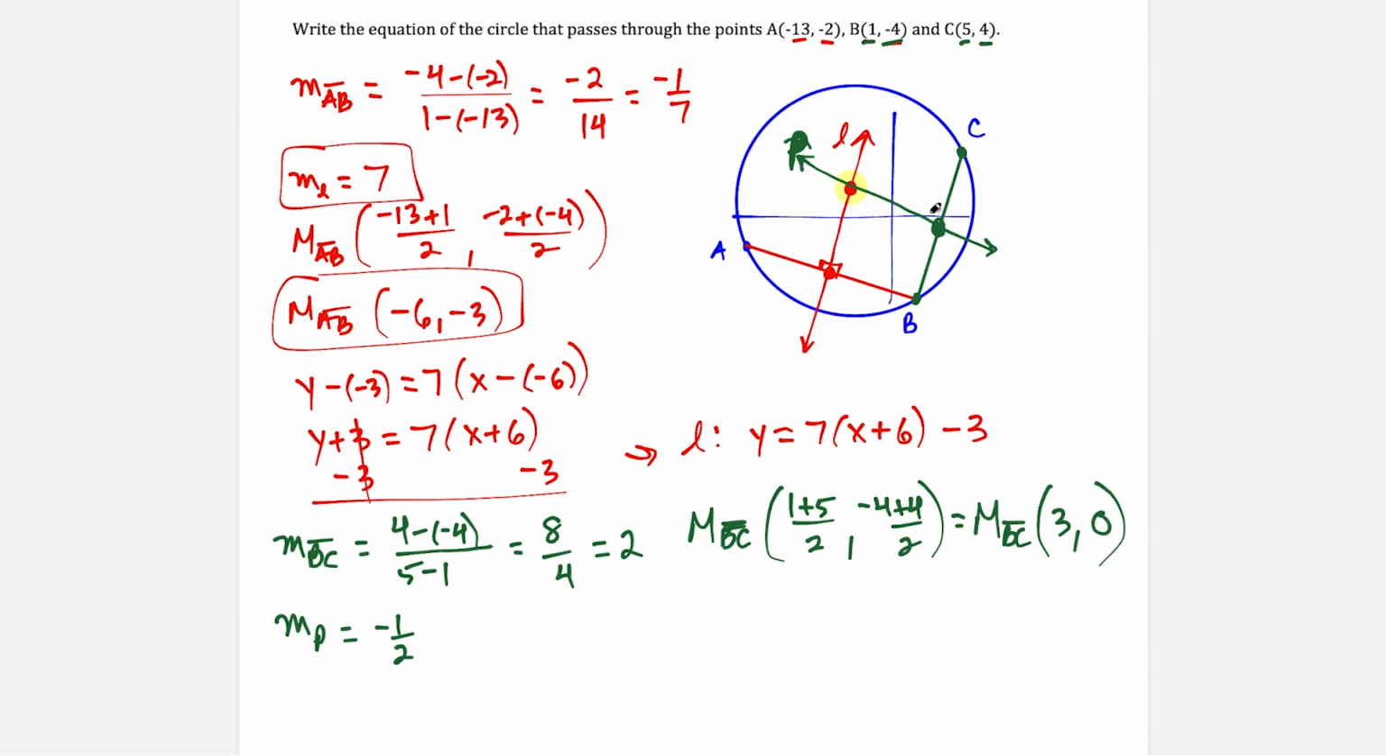So this wasn't the best sketch in the world. It should have landed exactly on the x-axis. But once again, the sketch is just for us to come up with the strategy. So now we're going to write the equation for line P. Let's go ahead and do that now.